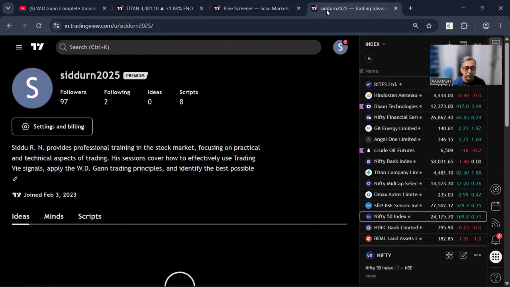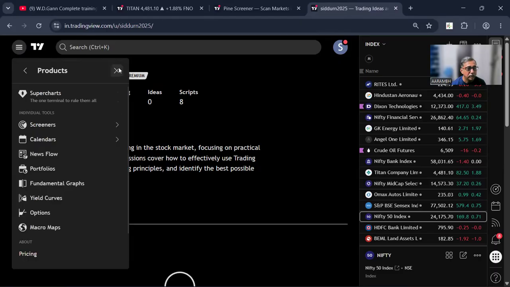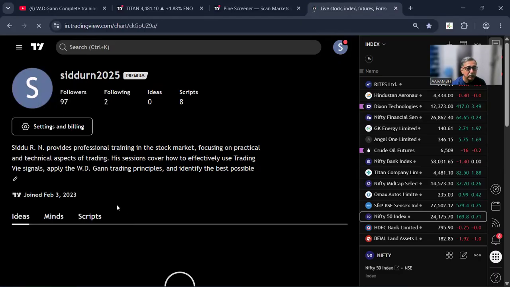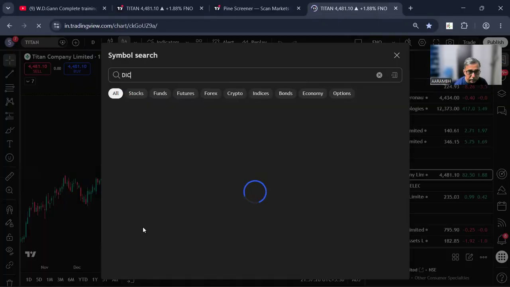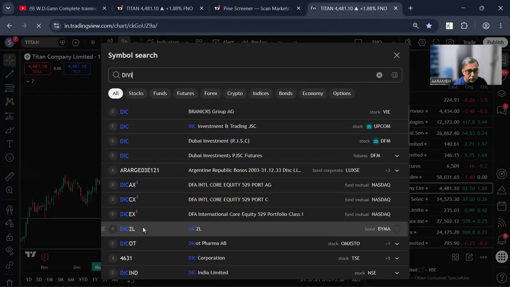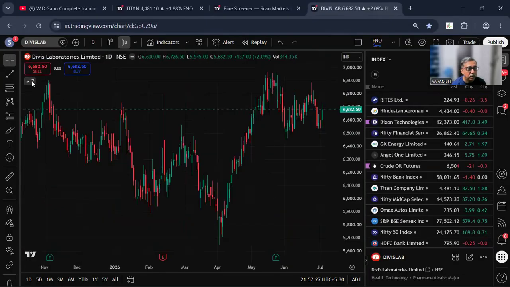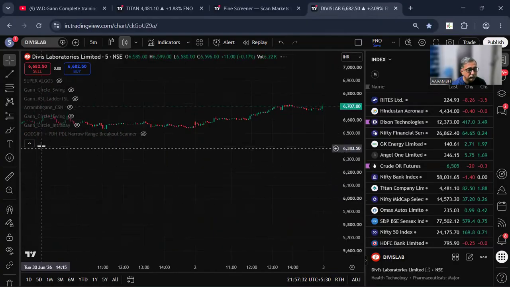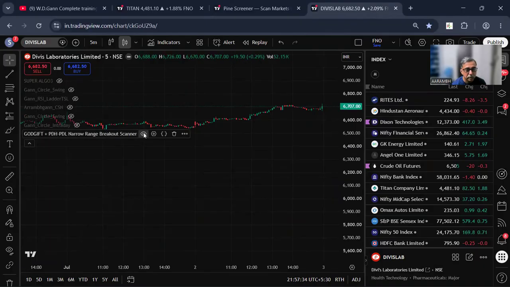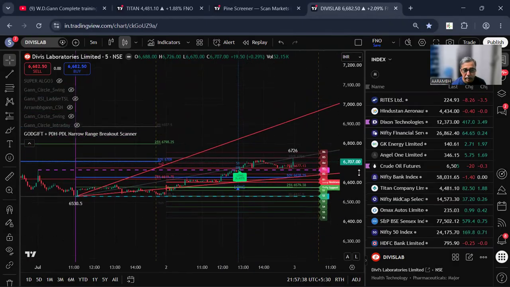Then you go here, and any stocks that come will be there. Let's assume some stocks are already there. You can go to the super charts here. The first stock I got is DV Slab, so I will just type DV Slab. I will use the 5 minute time frame, because for intraday trading, 5 minutes is sufficient. Just click on the God gift previous day high, previous day low indicator.